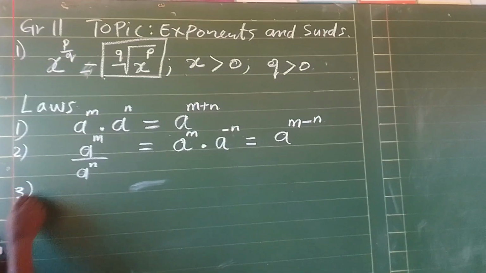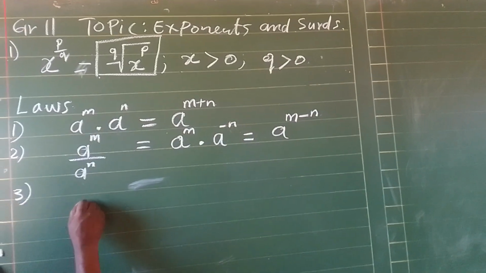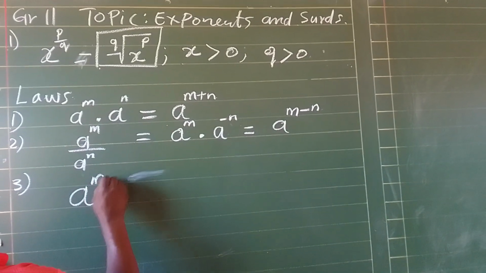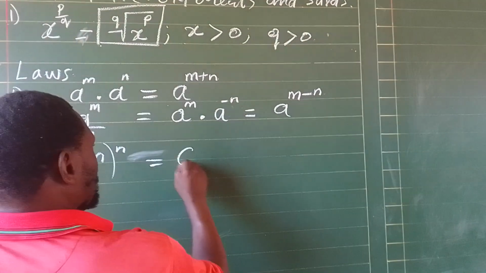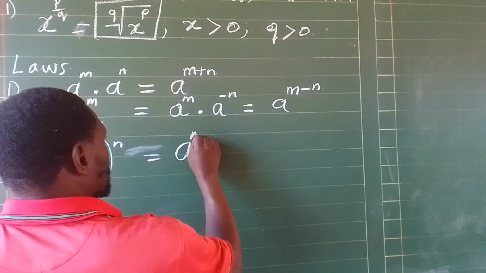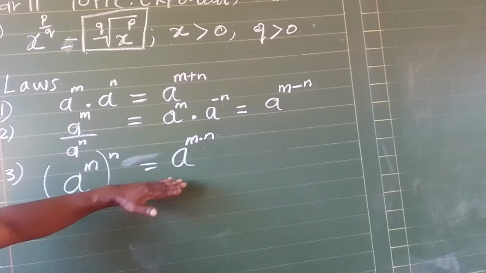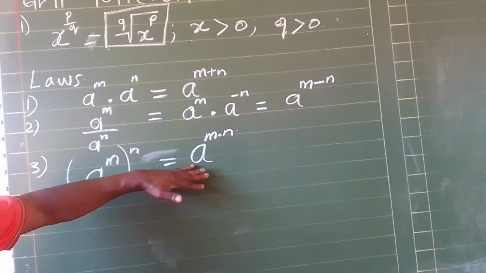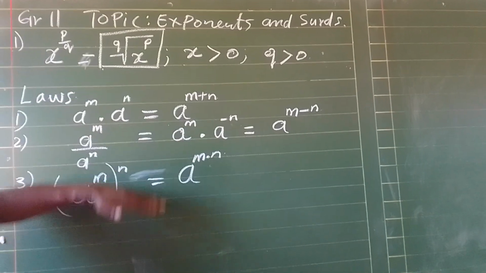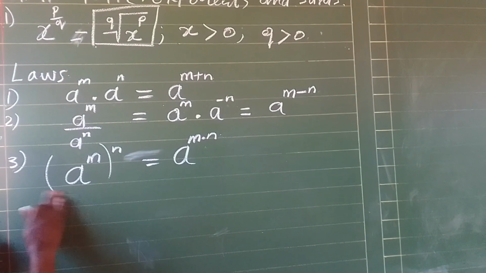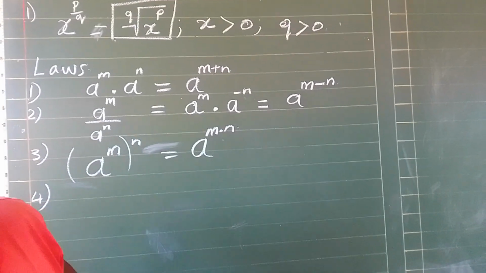The third law talks about a to the power m, all to the power n, which is the same as a to the power m times n. I'm giving you these laws so that you can follow as we go along, because we are going to use all these laws. Law number 4. If you know all these laws, then you are set for life.